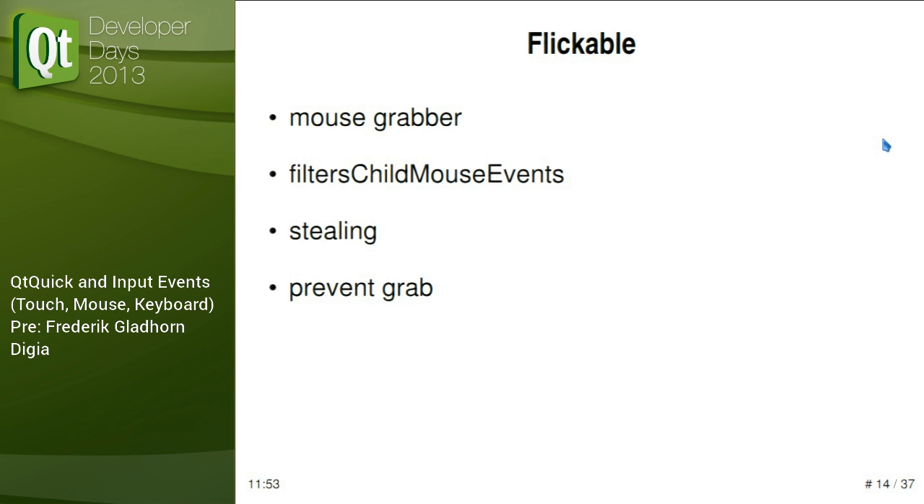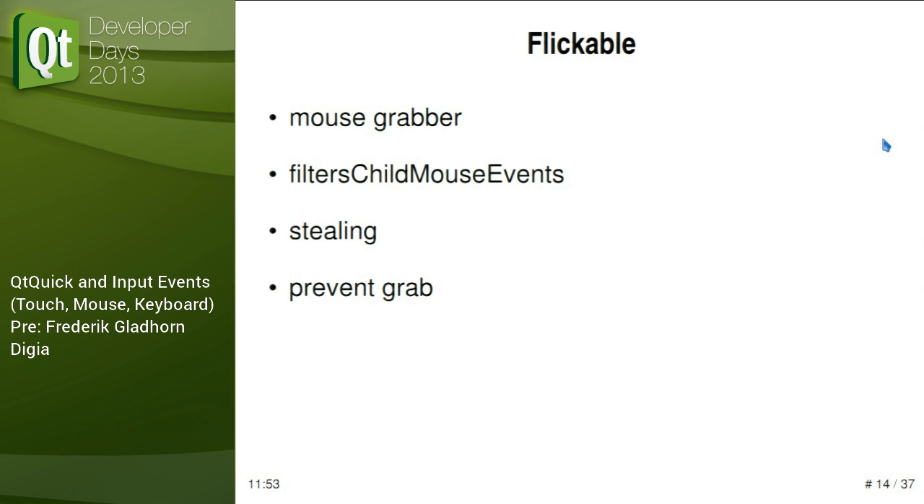Then there's the stealing, which the Flickable does. It's a really nice reference. The Flickable code is kind of long, but the mouse event handling is relatively easy to understand with a bit of time spent reading the code. So there you can see it just takes over if the threshold was stepped over.